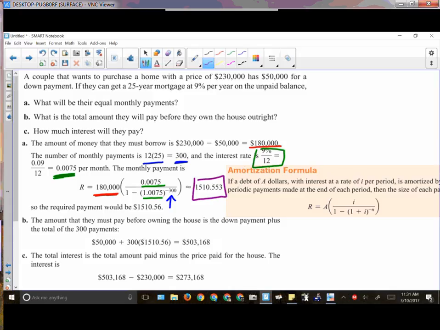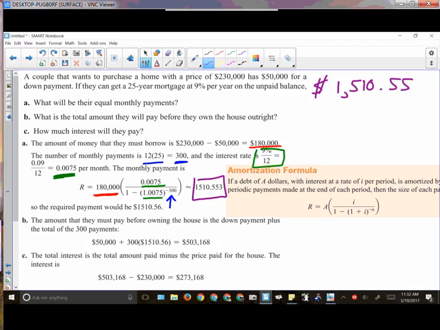Okay, so what does that mean? This means that for my $230,000 house, on the $180,000 loan that I took out at 9% interest for 25 years, I have to pay $1,510.55 per month. Now, mind you, I got that 0.3 there.